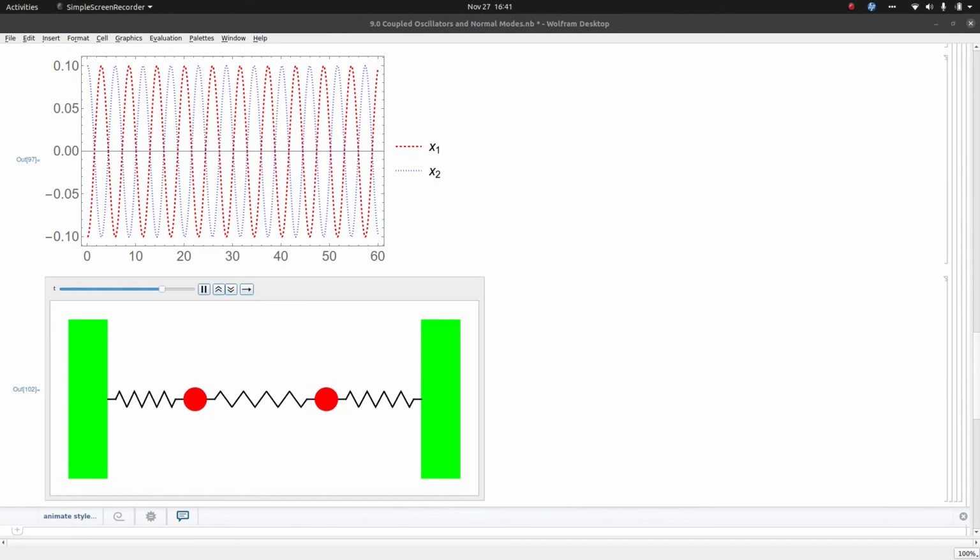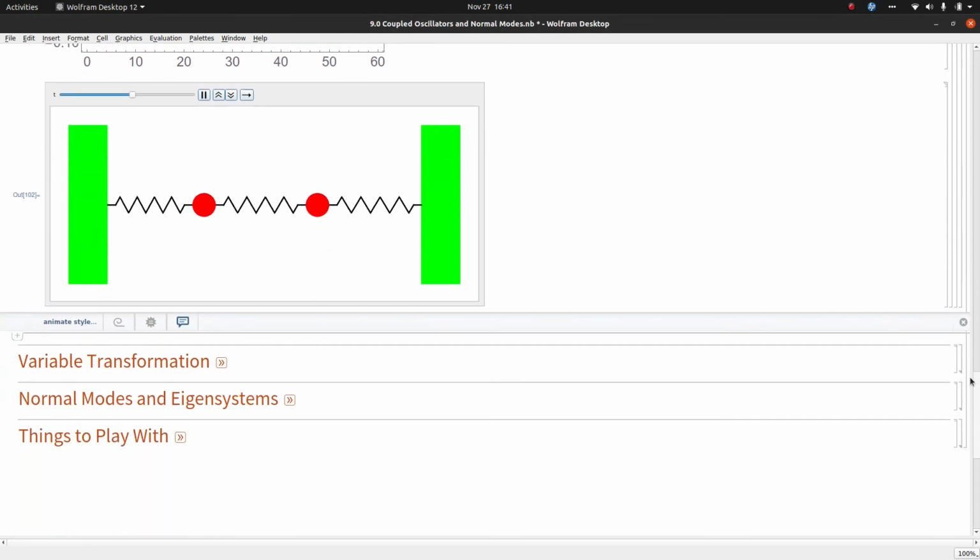Now, it turns out that the two motions that we just looked at, when the oscillators were moving either in phase with each other or 180 degrees out of phase with each other, those are going to be what's called the normal modes of oscillation for this system. So the way to see that is through a variable transformation.